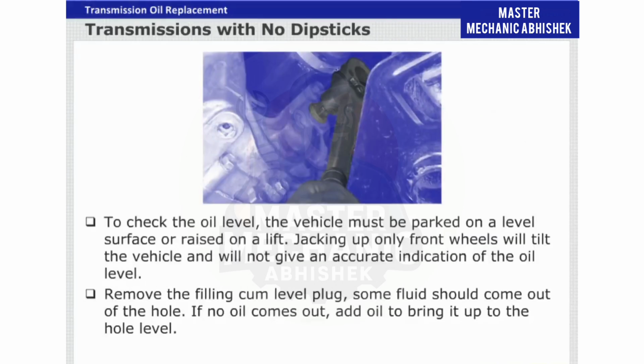To check the oil level, the vehicle must be parked on a level surface or raised on a lift. Jacking up only front wheels will tilt the vehicle and will not give an accurate indication of the oil level. Remove the filling cum level plug. Some fluid should come out of the hole. If no oil comes out, add oil to bring it up to the hole level.